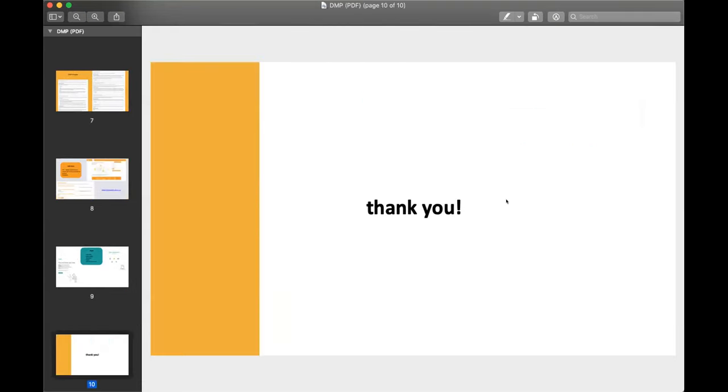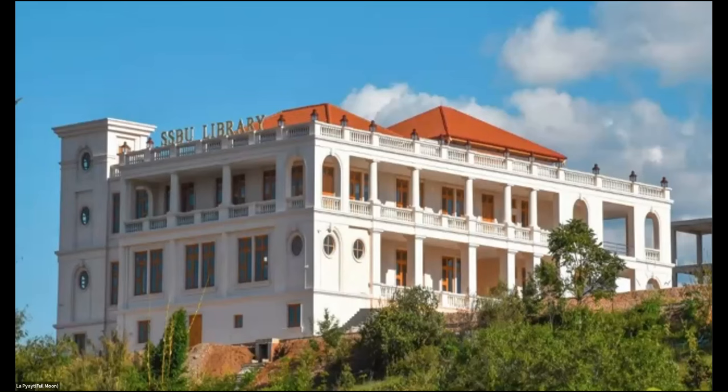So basically, that's it about the DMPs. I just wanted to show you one DMP as an example, so you can see what a bad DMP looks like. Just a second, let me share the screen. I have to stop sharing in order to share it. Let me find it. Sorry. Here it is.